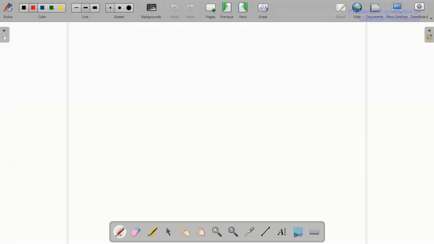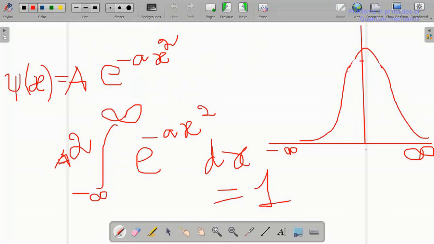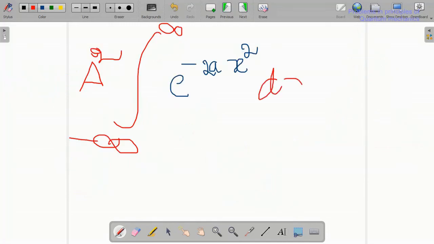If you solve it, a square times the integral from minus infinity to plus infinity of e power minus a x square into e power minus a x square, the complex conjugate psi star being there, so e power minus 2a x square dx is equal to 1.